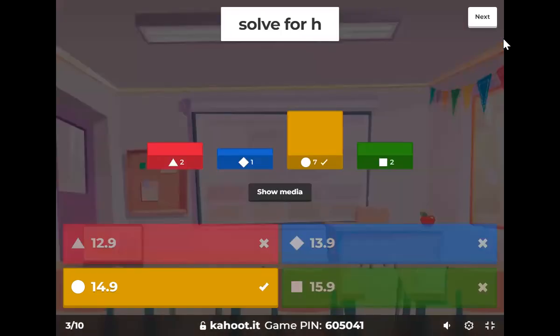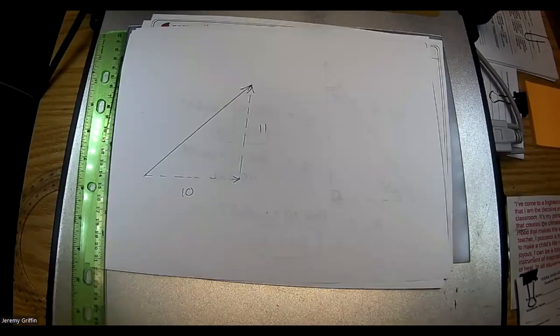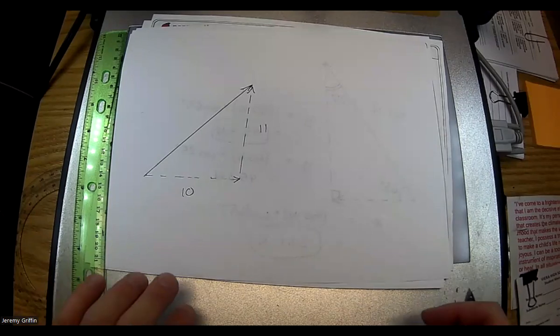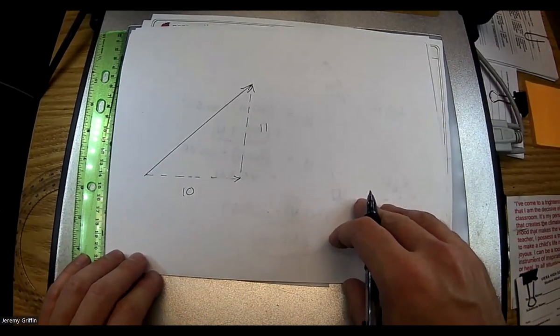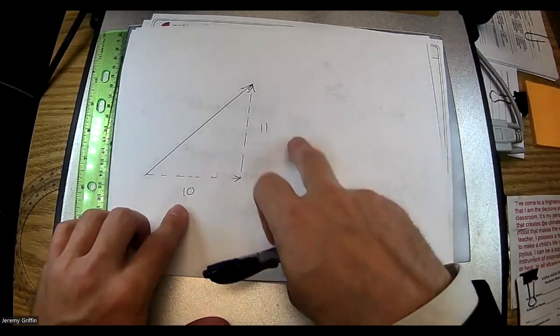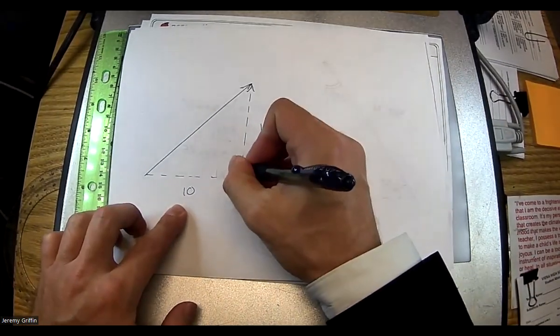All right. What method did you use to solve for H? I'm hearing the Pythagorean theorem, a squared plus b squared equals c squared. There you go. That's two sides of the same coin. So there's a right angle right here.